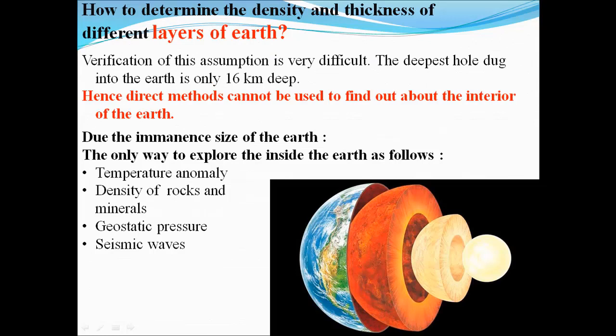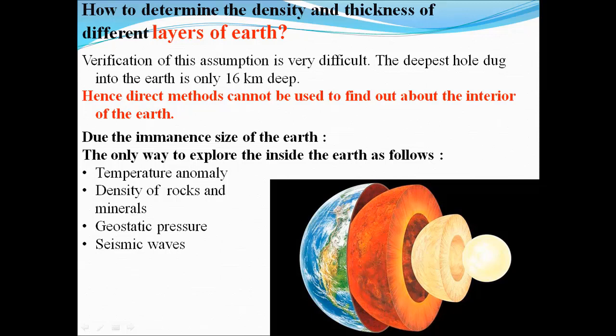After the formation of the early Earth, the cooling process developed the upper crust, followed by different layers inside the Earth. But the big question still exists: how to determine the density and thickness of the different layers of the Earth. Numerous attempts were made in the past to understand the inside of the Earth. Verification of this assumption is very difficult because the diameter of the Earth is more than 12,000 kilometers.